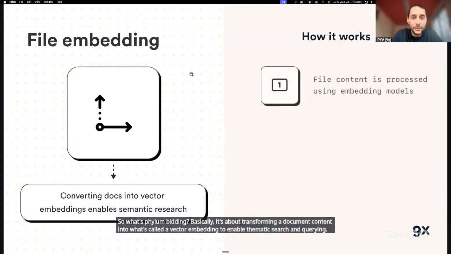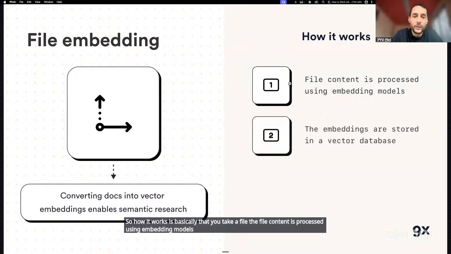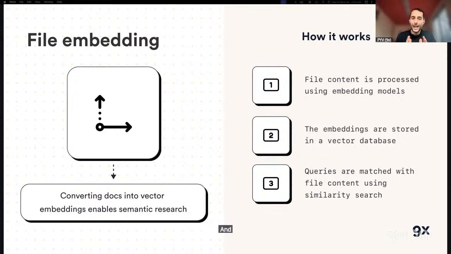So how it works is basically that you take a file, the file content is processed using embedding models, and then the embeddings are stored in a vector database. And finally, you can run queries that are matched with the document content using what's called similarity search. So for this, we just need to take a little pause and explain basically how LLMs work.